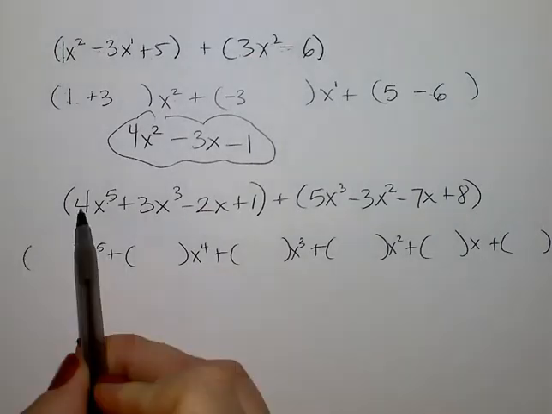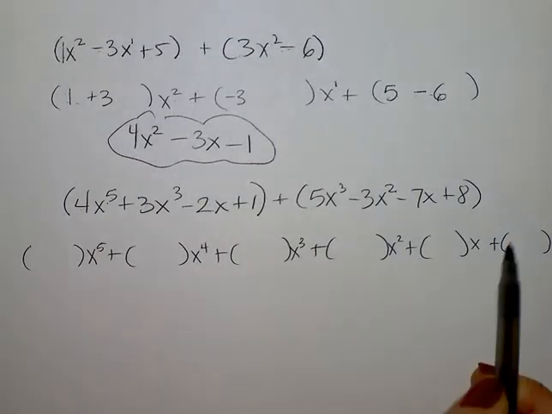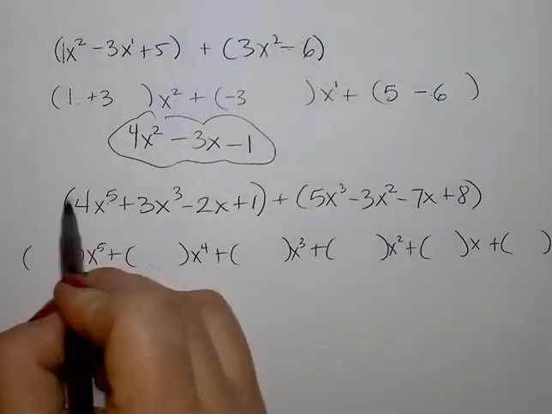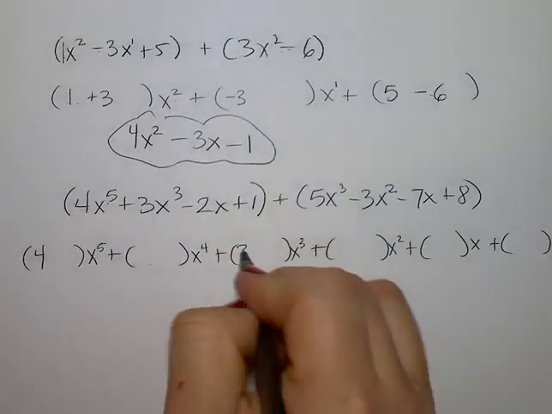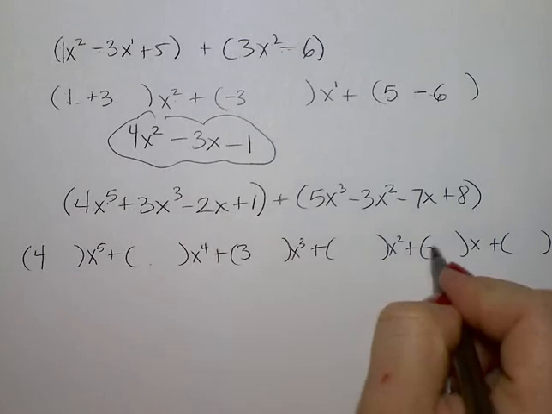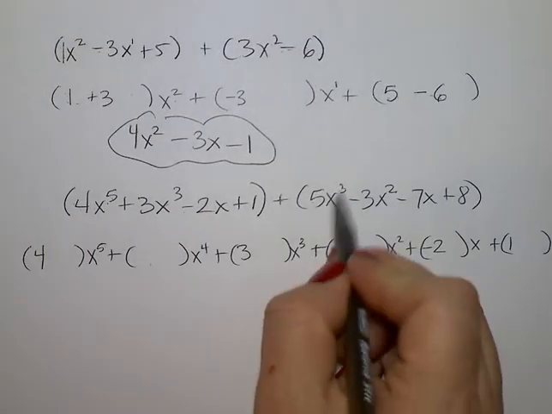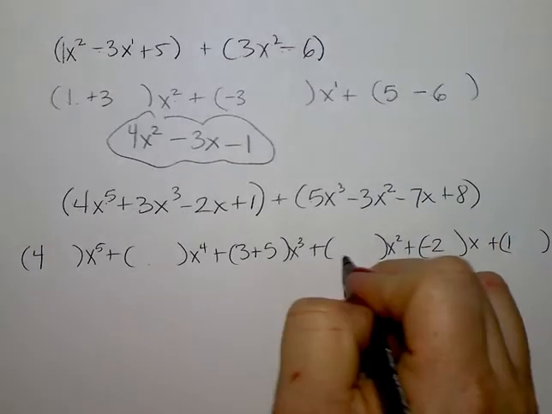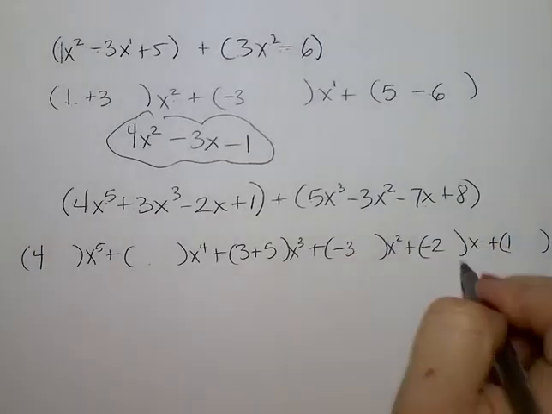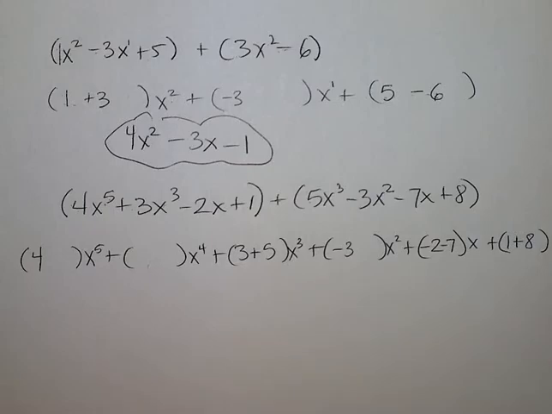Now I'm going to take each one of the numbers and place them into the corresponding parentheses. So 4 goes with x to the 5th. Positive 3 goes with x cubed. Negative 2 goes with just an x. Positive 1 is the constant. Positive 5 is in the x cubed. Negative 3 is in the x squared. Negative 7 goes with the x. And positive 8 is a constant.